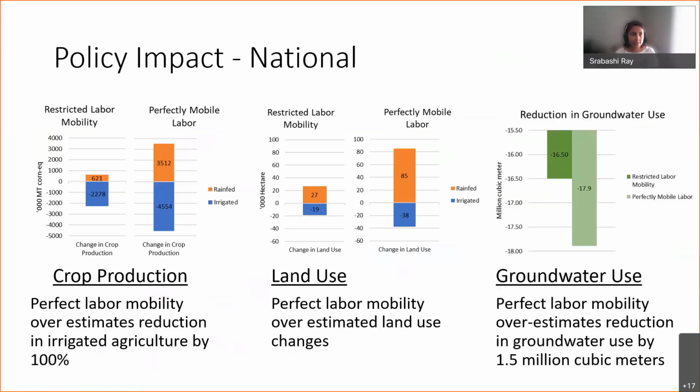And finally, here is the reduction in groundwater use. Perfectly mobile labor overestimates the reduction in groundwater use by 1.5 million cubic meters.